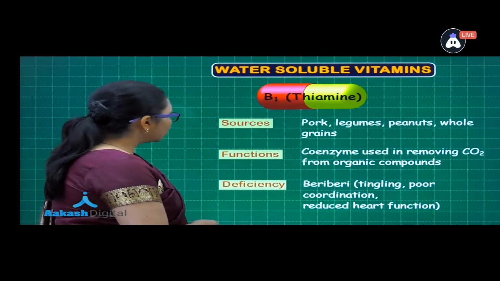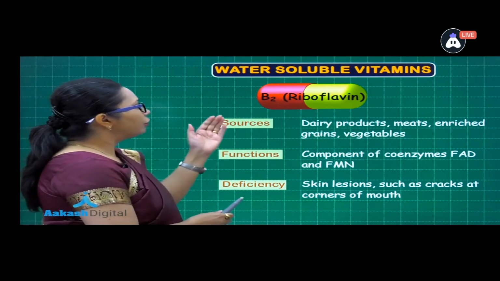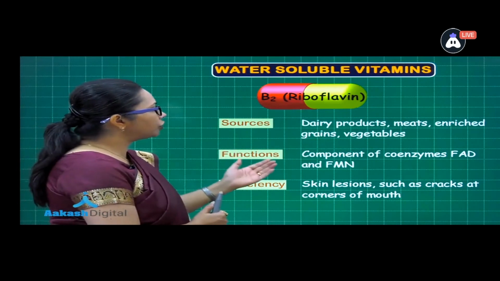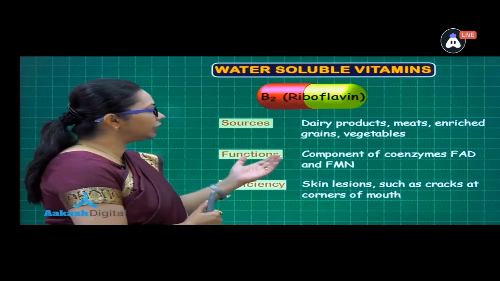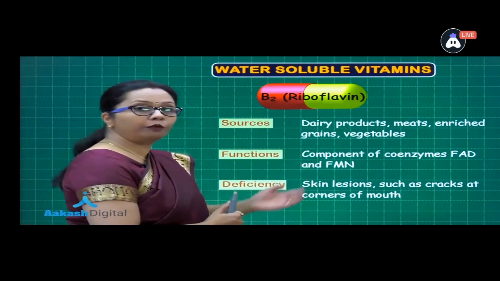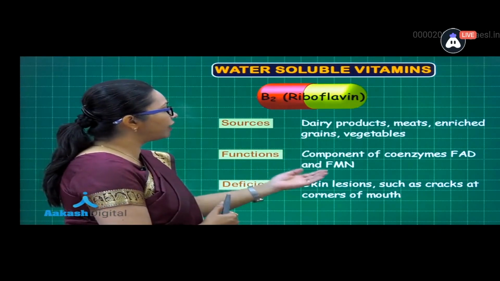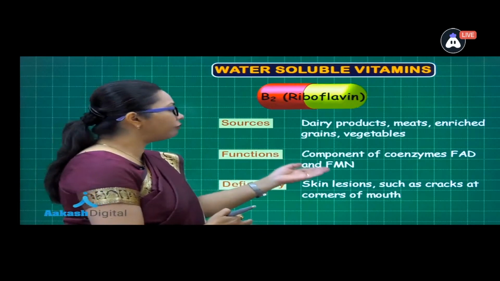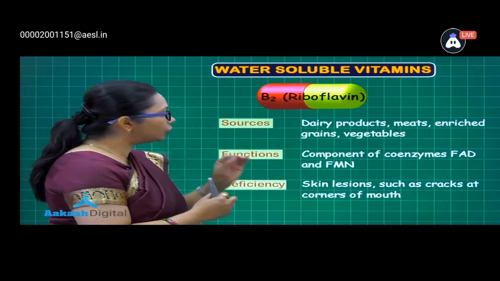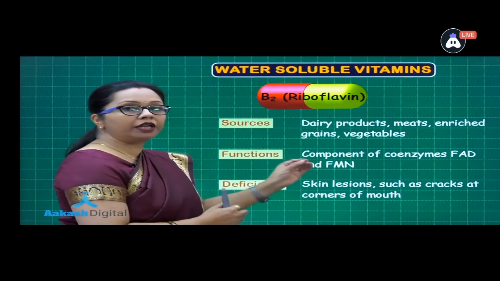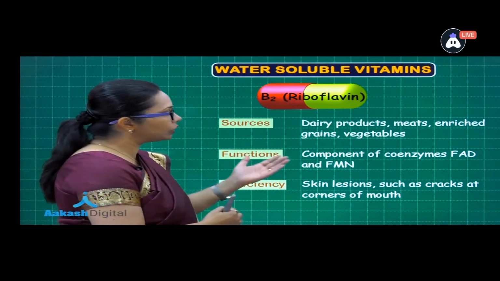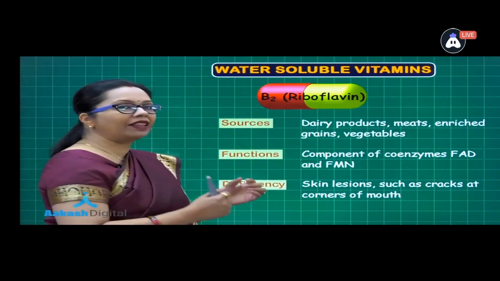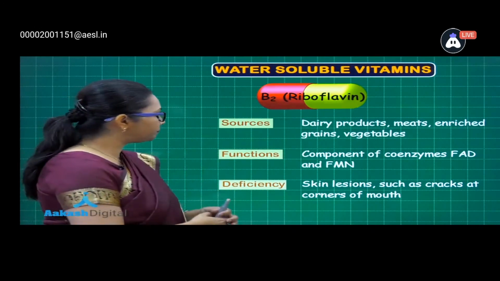Now next one, that is B2, riboflavin. It is found in dairy products, meats, enriched grains, vegetables. Functions, component of coenzyme FAD and FMN. And if you remember from the topic that we have studied in biomolecules, we have studied the structure of FAD and FMN, which are dinucleotides, FMN being of course mononucleotide, and in this the ribose sugar is bonding with riboflavin. So we know the structure as well, and deficiency is leading to skin lesions, and there would be cracking at the corners of the mouth.